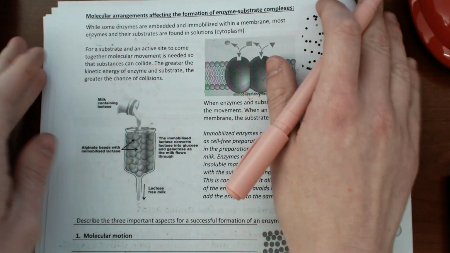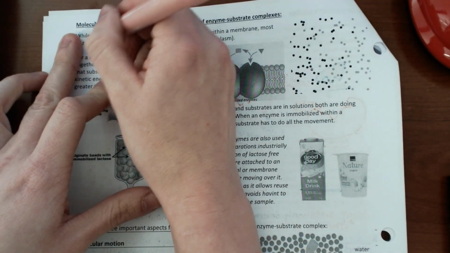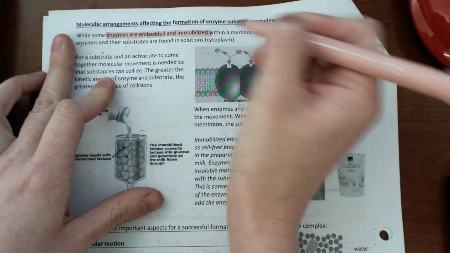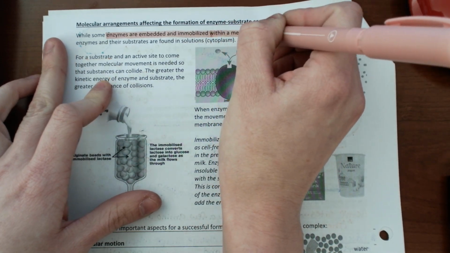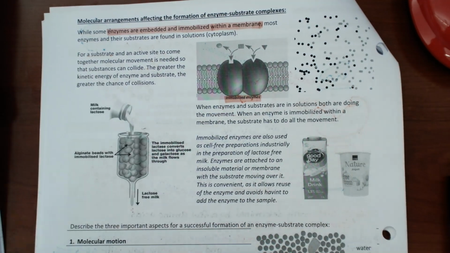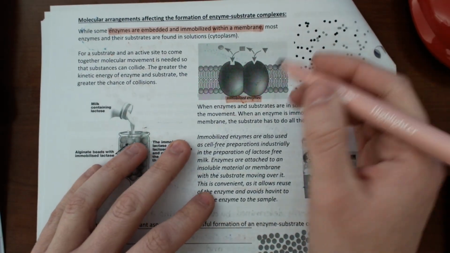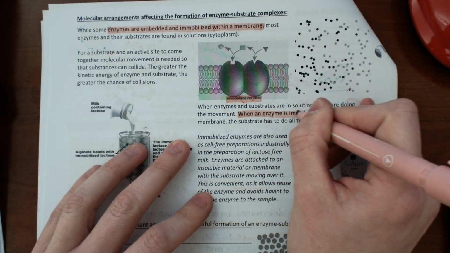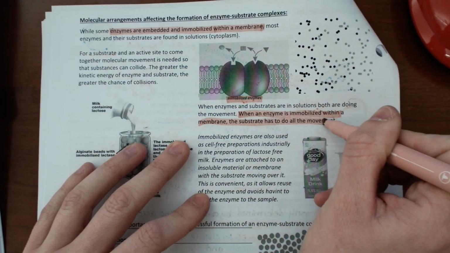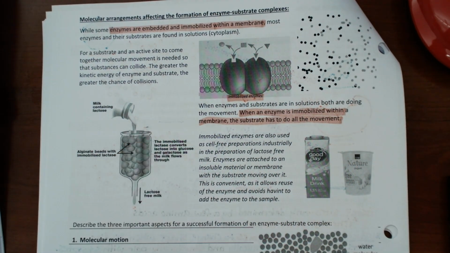some enzymes are embedded or immobilized within a membrane. Here's your little example in your cell membrane. And remember, when your enzyme is immobilized within a membrane, your substrate is the only thing that's doing all of the movement to cause those collisions.